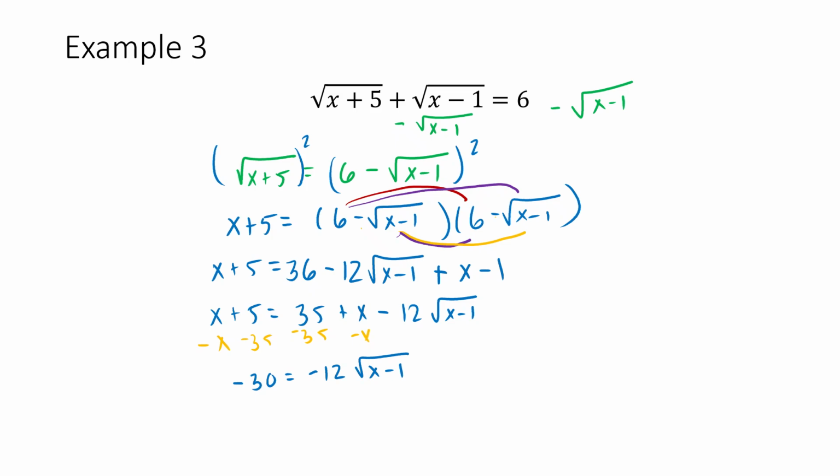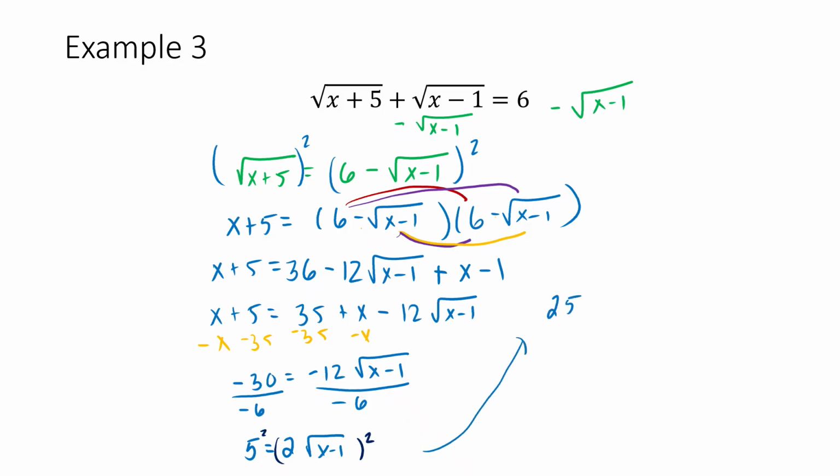But what I notice is that 30 and 12 both have a common factor of 6. And so what I'm going to do is actually divide both sides by negative 6 because then I can deal with that negative at the same time. So negative 30 divided by negative 6 is positive 5, and negative 12 divided by negative 6 is positive 2, and that looks much nicer. Much, much nicer. So let's go ahead and square both sides.